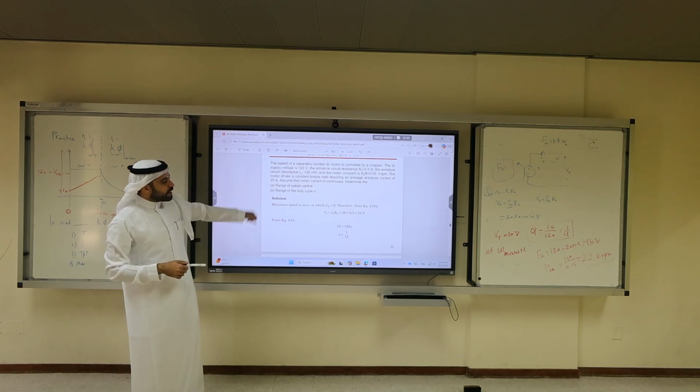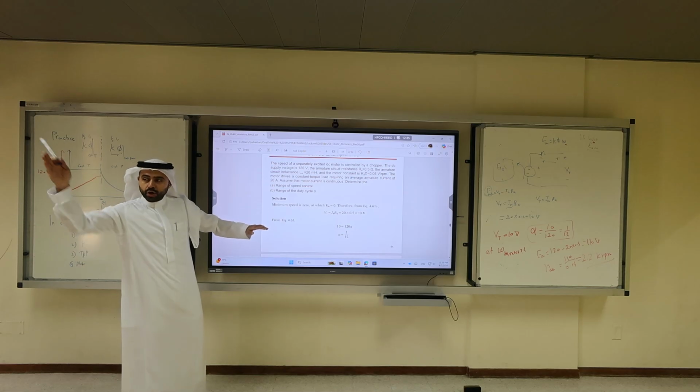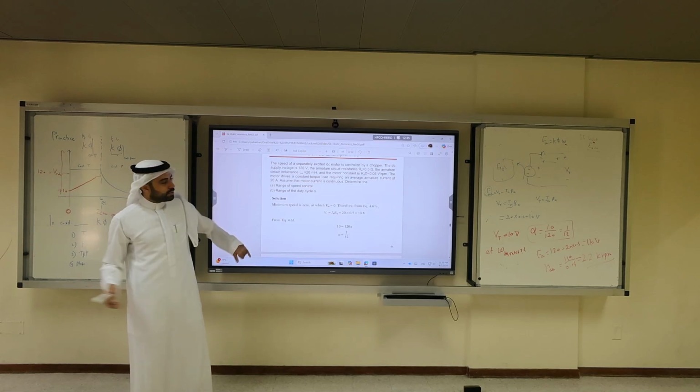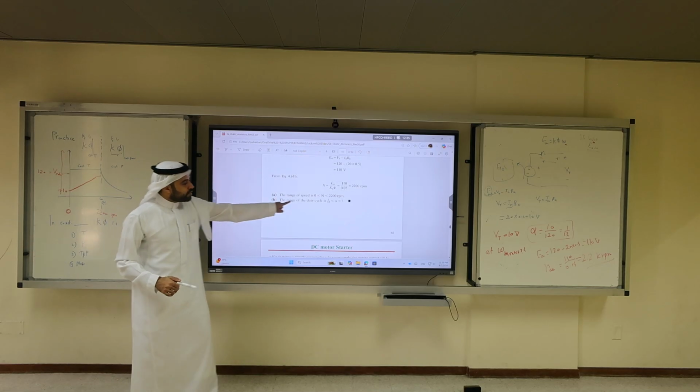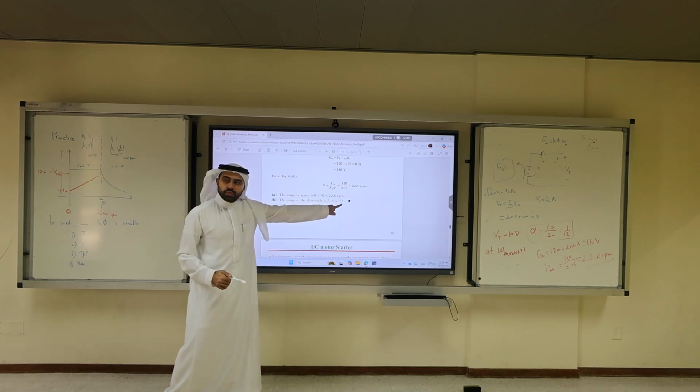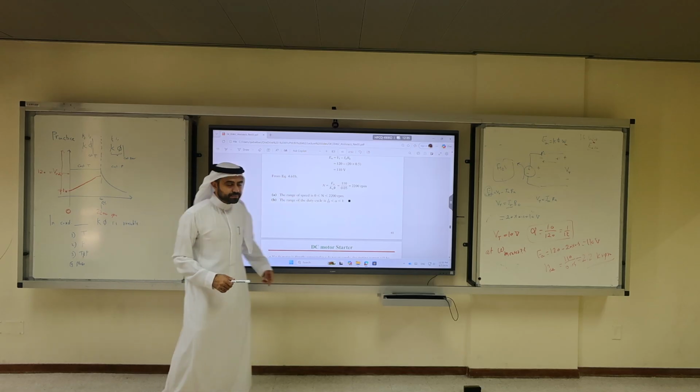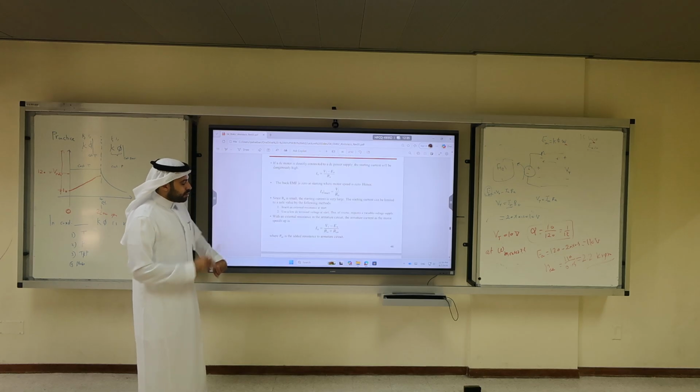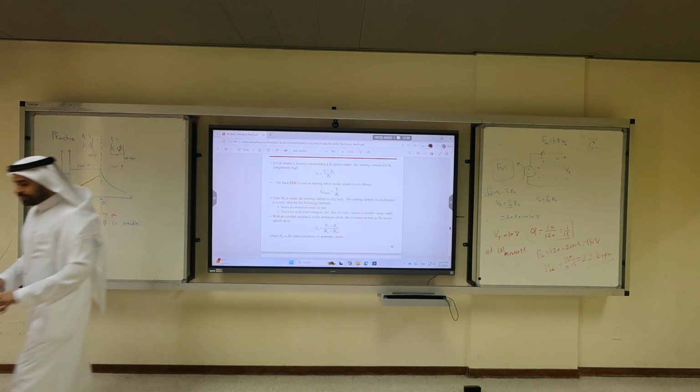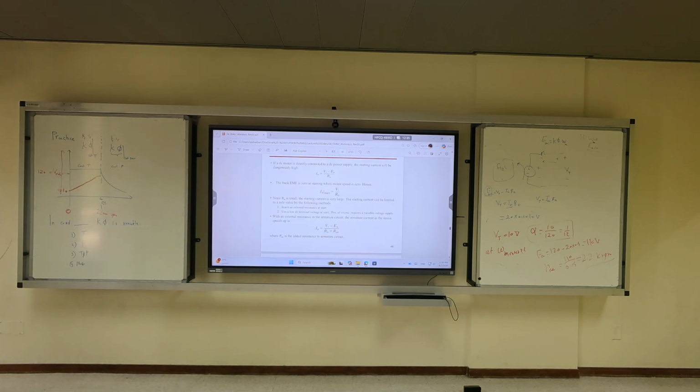So what's the range of alpha? From 1 over 12 to 1. From 1 over 12 at speed 0, to 1 at speed 2.2 thousand RPM. Okay. Now, is it clear? Any question about today's examples?